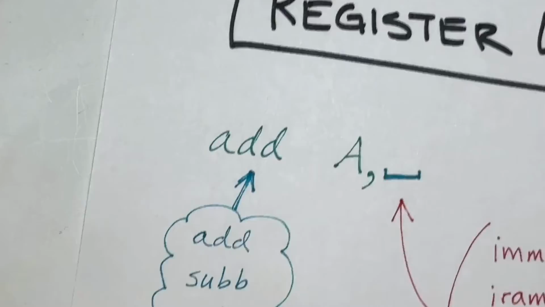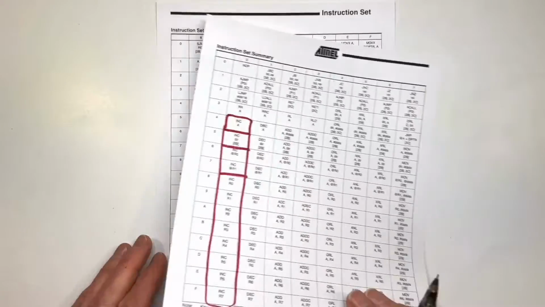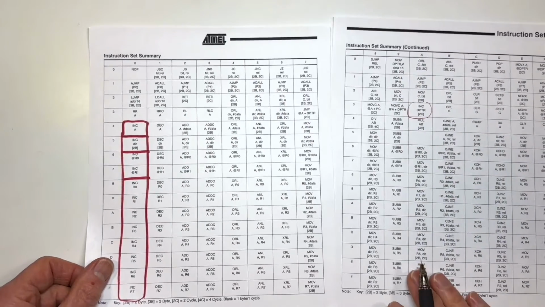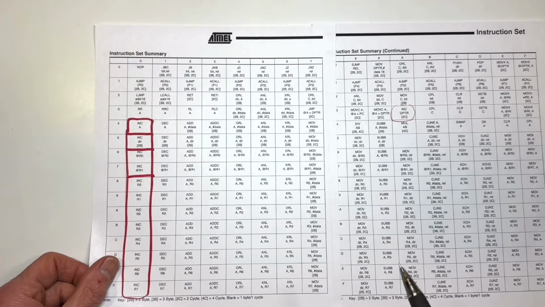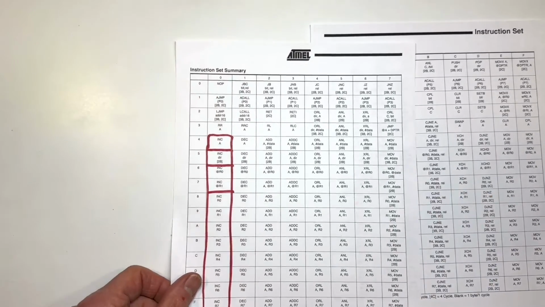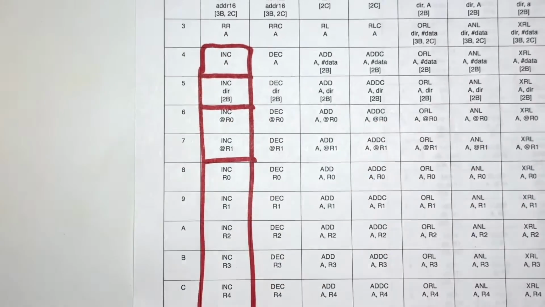So take a look at this table here. This takes 2 pages, and this table shows all of the 256 opcodes. And here in particular, you see the one that's undefined. And we can see I've circled the increment instructions here.